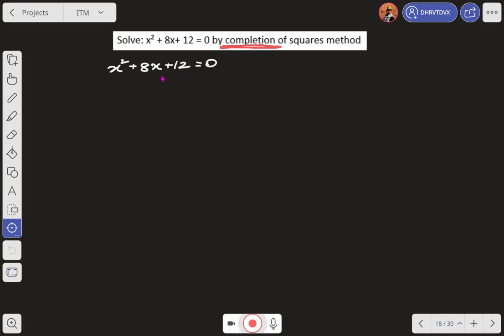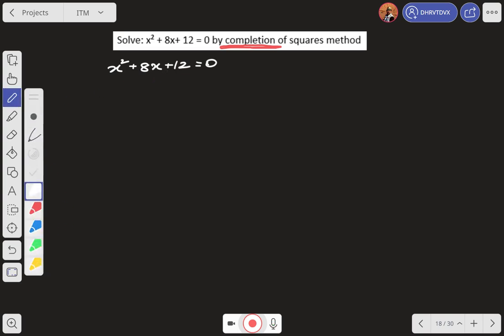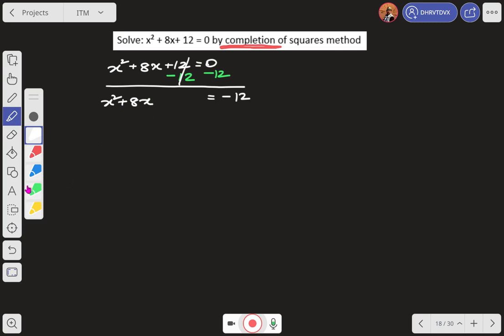So what is the opposite of positive 12? We know that it is negative 12. So negative 12 on both the sides. Okay, so we get 0 subtract 12, that gives me negative 12. 12 take away 12 cancelled, then x square plus 8x. Probably you notice that I purposefully left some gap here because I'm going to write a formula to fill up the gap.